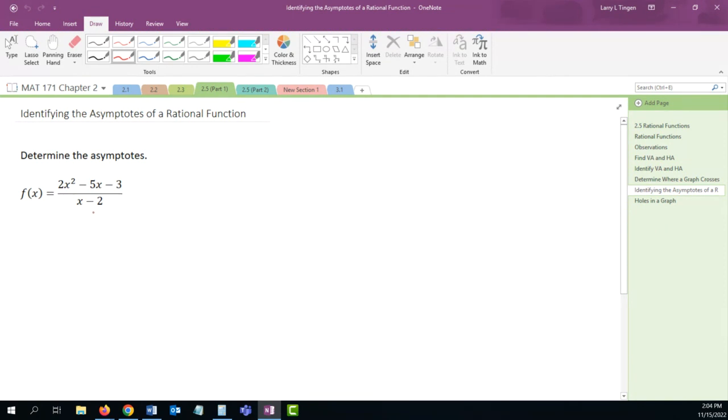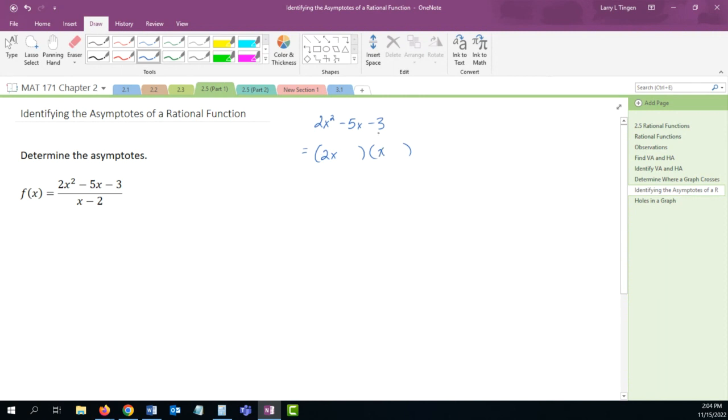Is there a vertical asymptote at x equals 2? There is, as long as the numerator does not factor into something with an x minus 2. So let's find out, what does that numerator factor into if it factors into anything. 2x squared minus 5x minus 3. We can do bottoms up, or I think we can do this one in our heads.